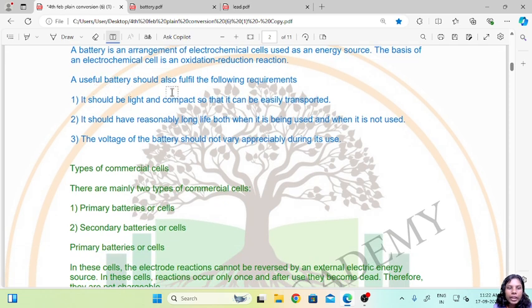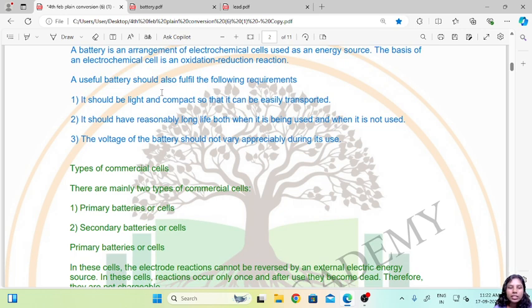A useful battery should also fulfill the following requirements. For a battery to be a good one, these three criteria should be followed. First, it should be light and compact so that it can be easily transported. Smaller batteries are more preferable because they are very light and very small. In that case, they are easily transportable.